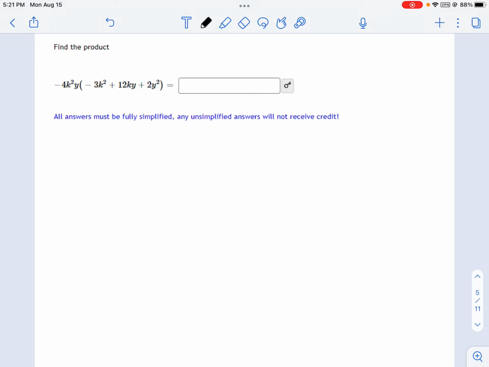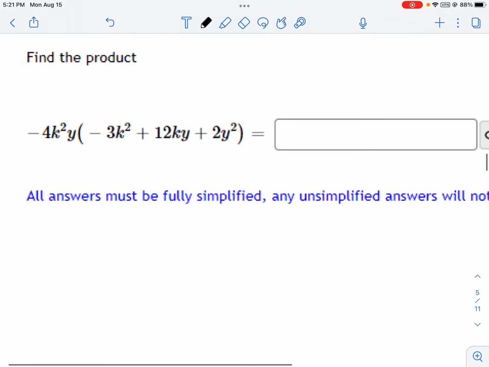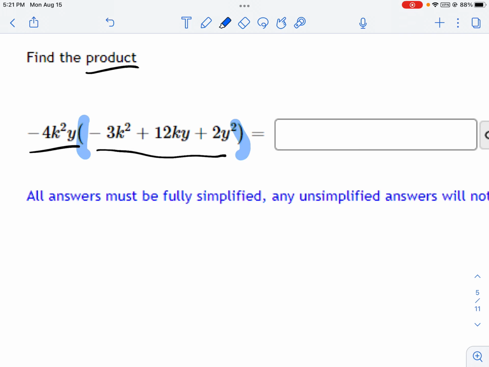Alrighty, today we're going to be finding the product of a monomial times a trinomial, specifically, if we want to use some vocab words there. Product is a fancy word for multiplication. So all we're doing is essentially multiplying this to all of that. And how we know it's all of it is by those lovely parentheses that we all love so dearly.